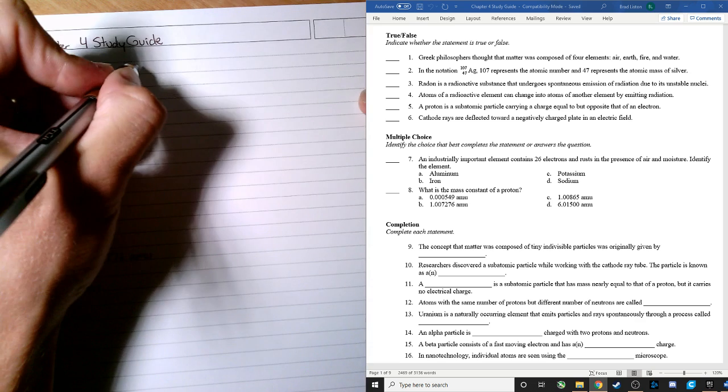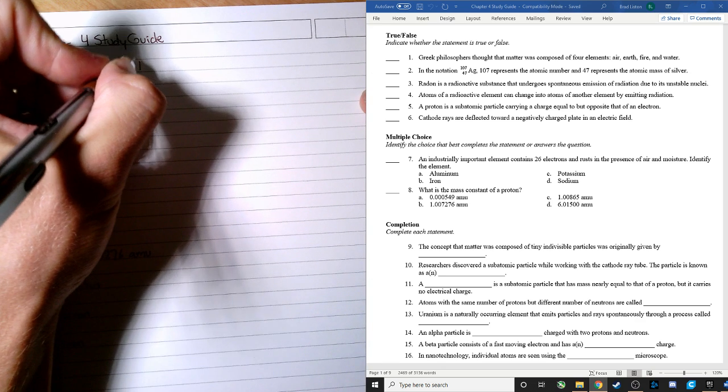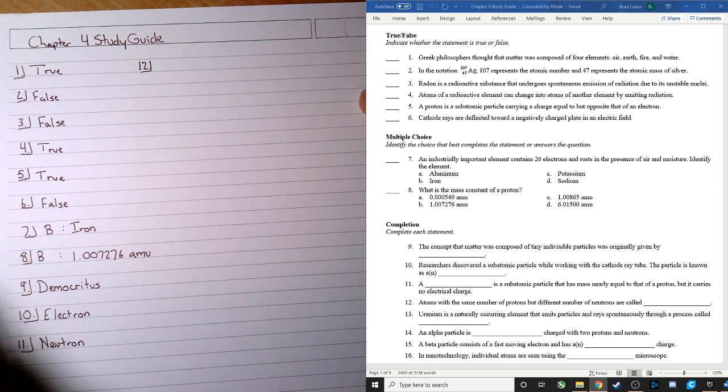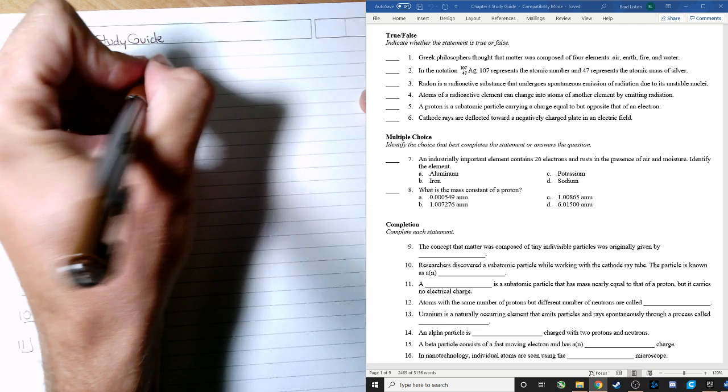All right, so now let's pop back up here. Atoms with the same number of protons but different numbers of neutrons are called what? They are isotopes.